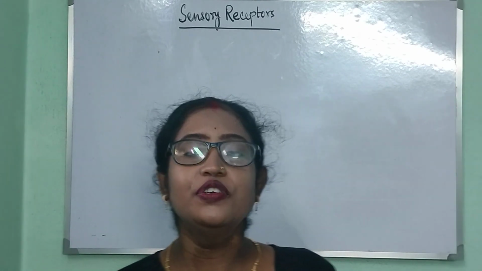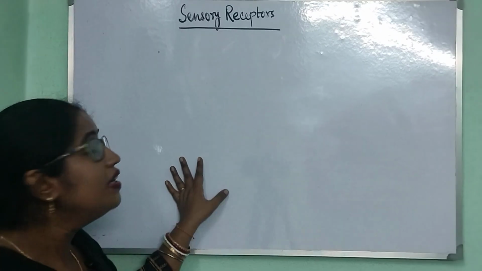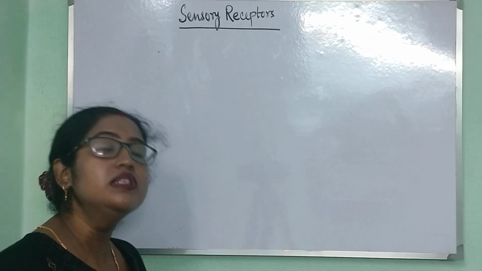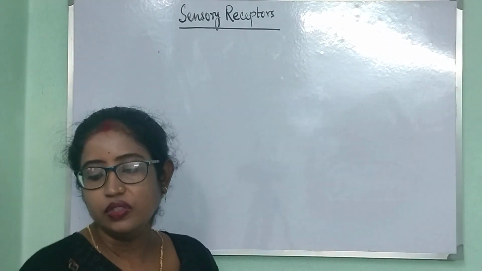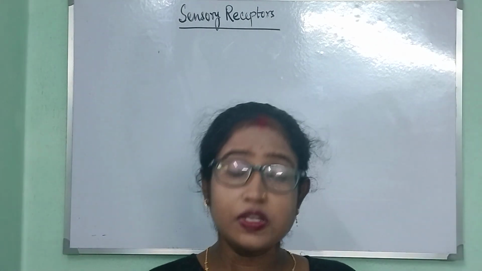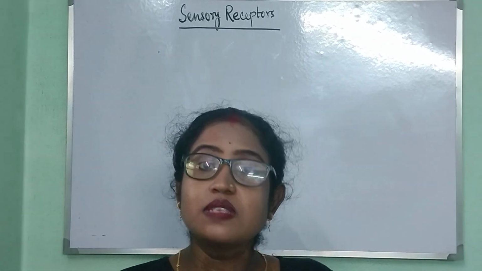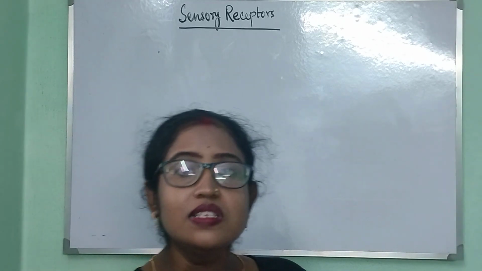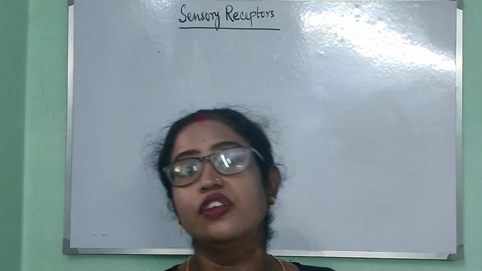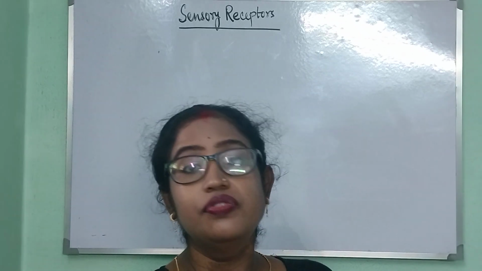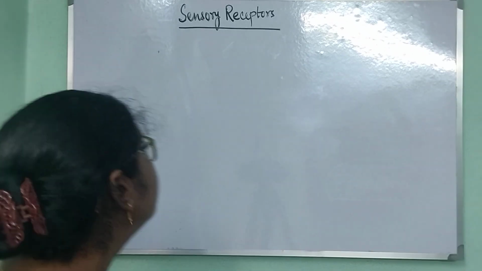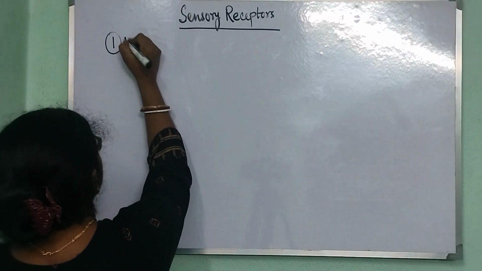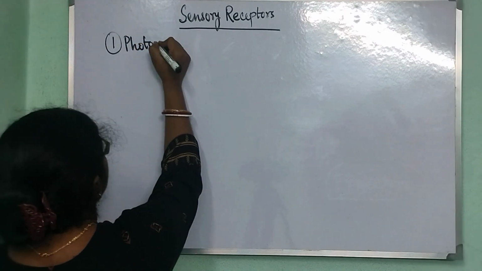In today's session, we are going to discuss different kinds of sensory receptors that animals have in their body. There are different kinds of sensory receptors that lie beneath different sense organs to respond to different, specific kinds of stimuli. So the first kind of sensory receptor is the photoreceptor.